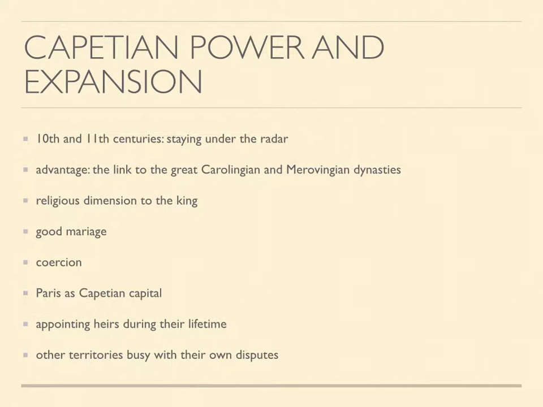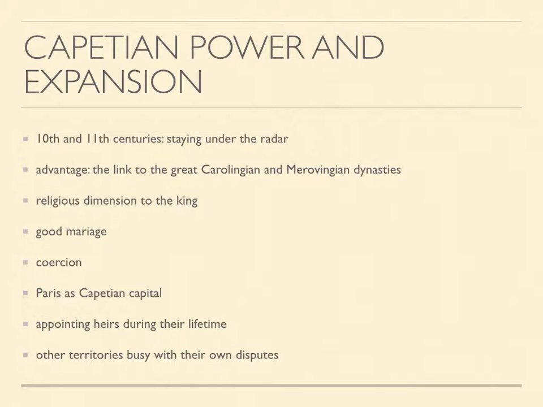So one other way in which Capetians expanded their power was through marriage. And marriage was an important factor in expanding your territory at the time. So they had a few really good marriages that vastly expanded their territory, like to Eleanor of Aquitaine, which just massively increased the land that they had power over.